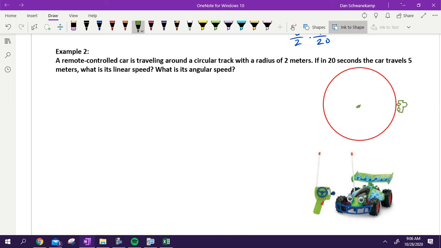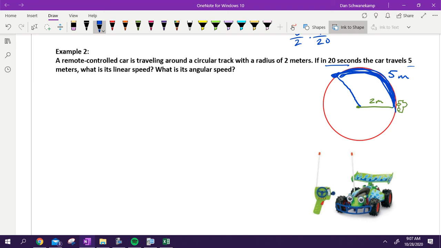Okay. The radius of this track is 2 meters. In 20 seconds, it travels 5 meters. So he's traveling around the outside. So I'm going to say to like right there. I don't know if that's 5 meters or not. But right there, the blue outside line here represents an awful job of me tracing. But 5 meters in 20 seconds.